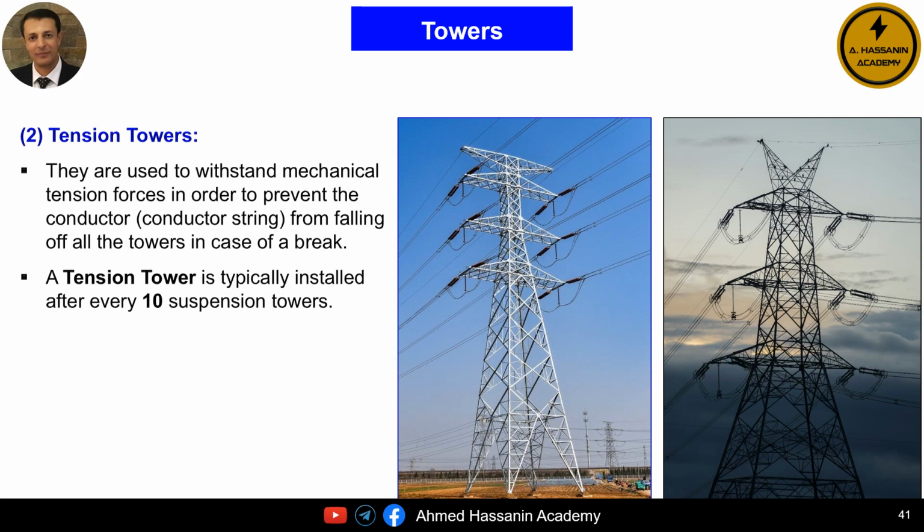And as I mentioned earlier, approximately after every 10 suspension towers, a tension tower is installed. This is done to prevent the conductor, wire, or phases from collapsing from all the towers in case of any emergency situation, such as a breakage in one of the conductors, especially since the majority of towers along the transmission line are suspension towers.